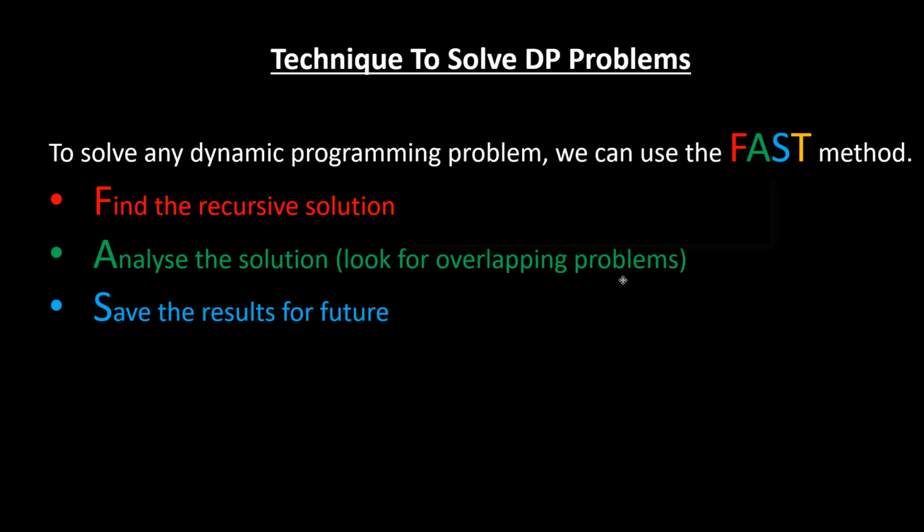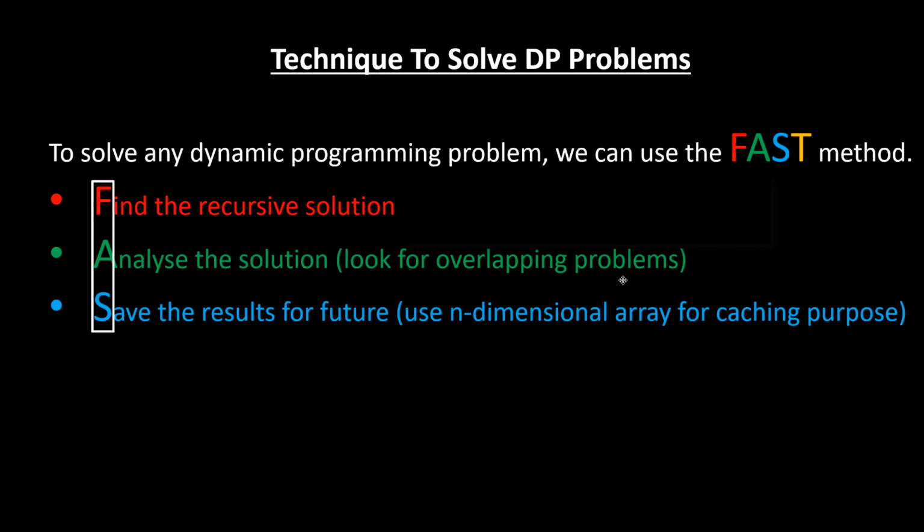So basically here you are going to use the caching. So use n-dimensional array for caching purpose. So this is the third step. So if you have followed F, A and S, the FAST technique, then you have done with the dynamic programming. But this technique is known as top-down approach. If you are able to achieve F, A and S, that means you have applied the top-down approach to solve the problem. But still it's not pure DP.